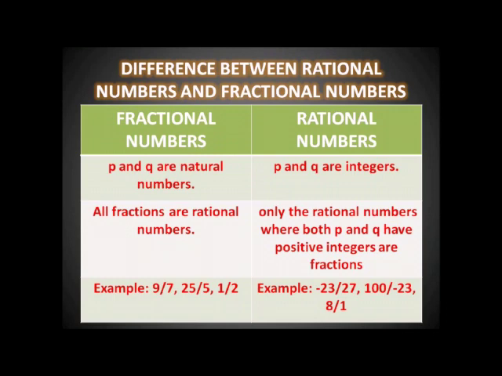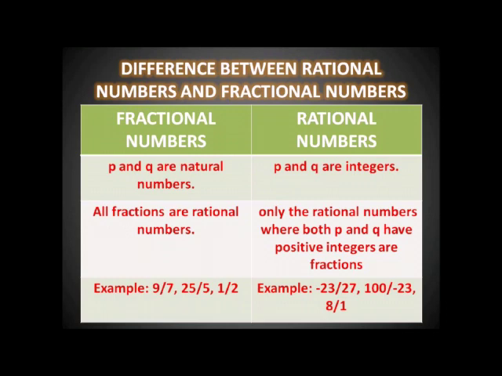Now, what is the difference between rational numbers and fractional numbers? You might be wondering, rational numbers and fractional numbers are quite similar. So what is the difference? So let's see what is the difference between the two. In fractional numbers, P and Q are natural numbers, while in rational numbers, P and Q are integers. That is, P and Q can be positive or negative.